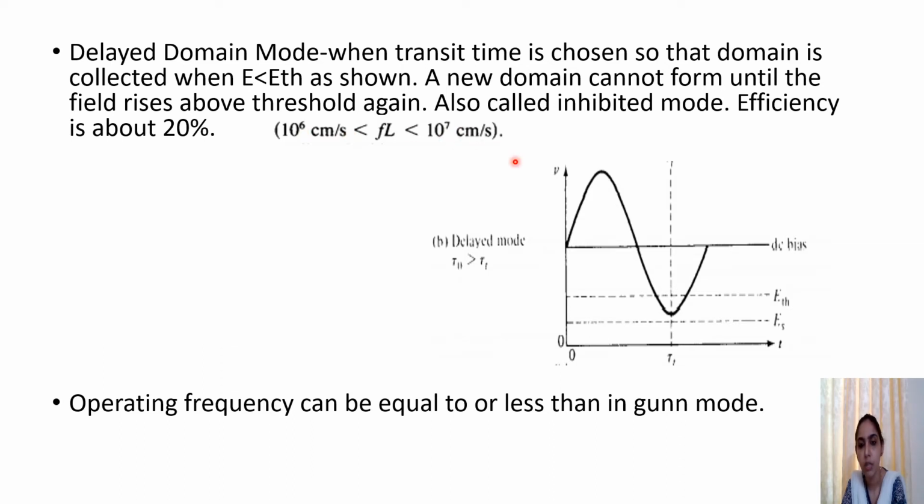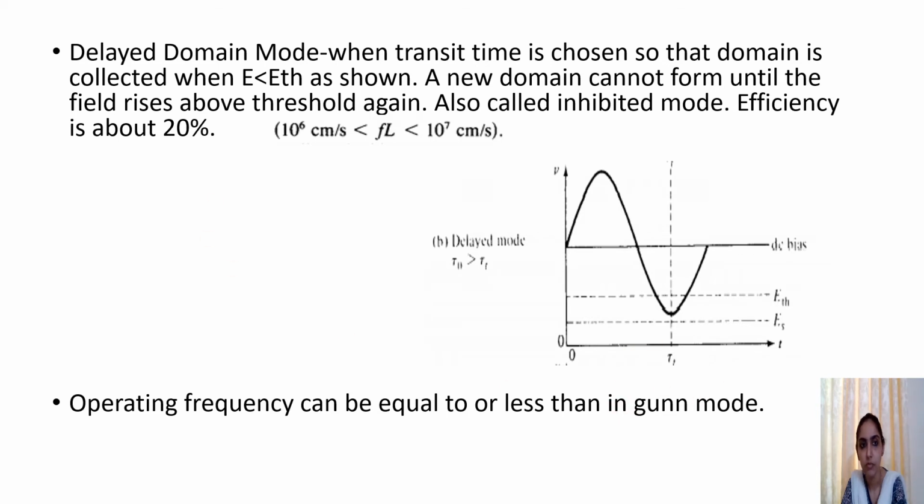So what is to be remembered is when you are drawing this particular signal, it has to drop below the threshold electric field value, and that time only we are going to collect the domain. So here the period of oscillation tau 0 will be greater than the transit time through the specimen. And the operating frequency will be equal to or less than that in the Gunn mode which we have seen previously.